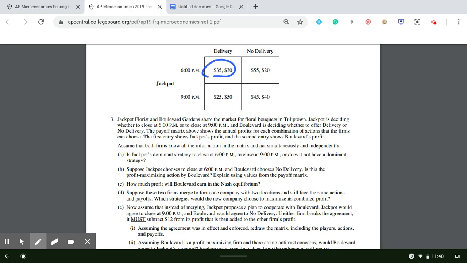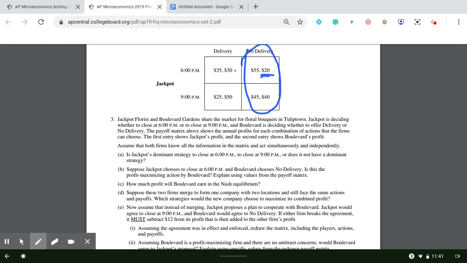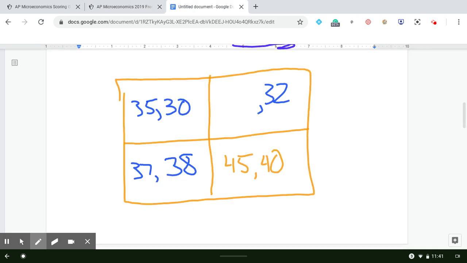All right. So then in this case up here, this means that Boulevard doesn't cheat. They keep no delivery, but Jackpot does cheat. So Boulevard is going to get an extra $12. So they get $32. We're going to subtract $12 from Jackpot, and they'll get 33. Okay. Alrighty.